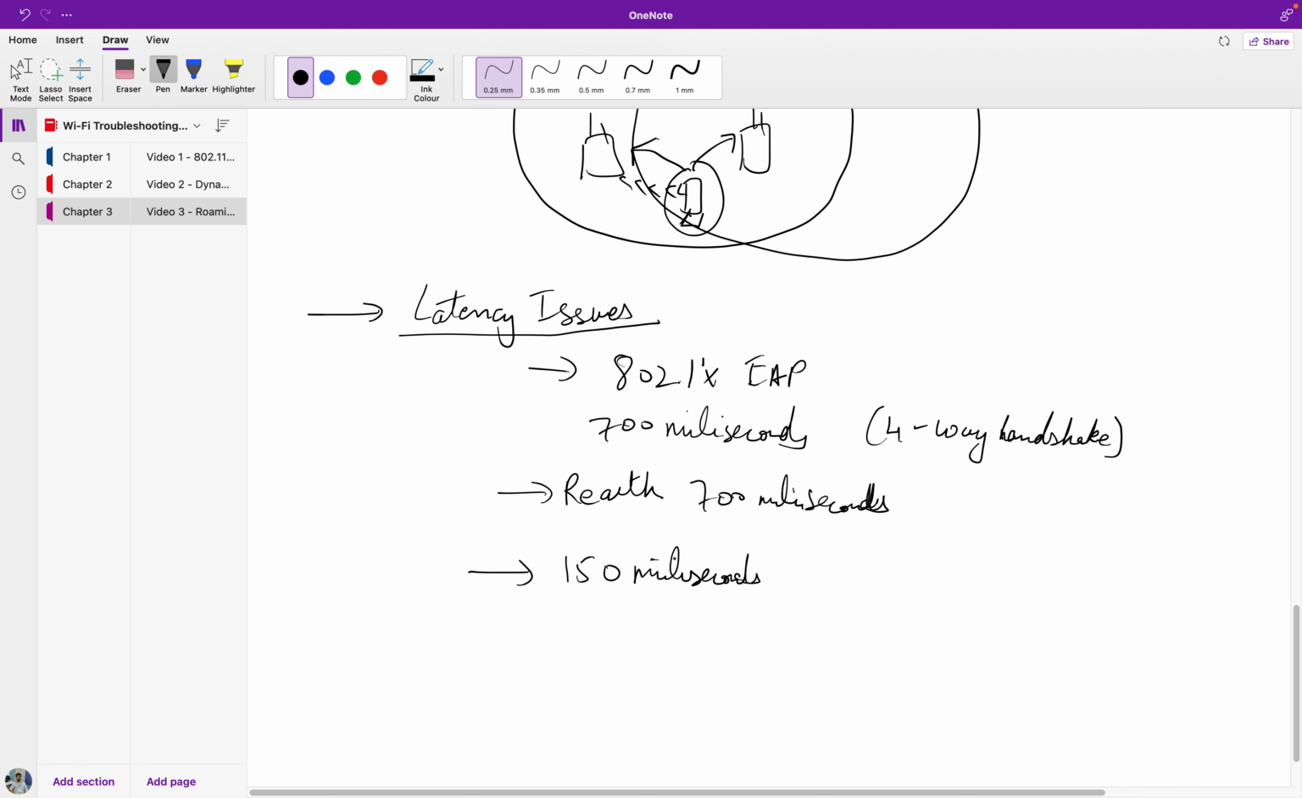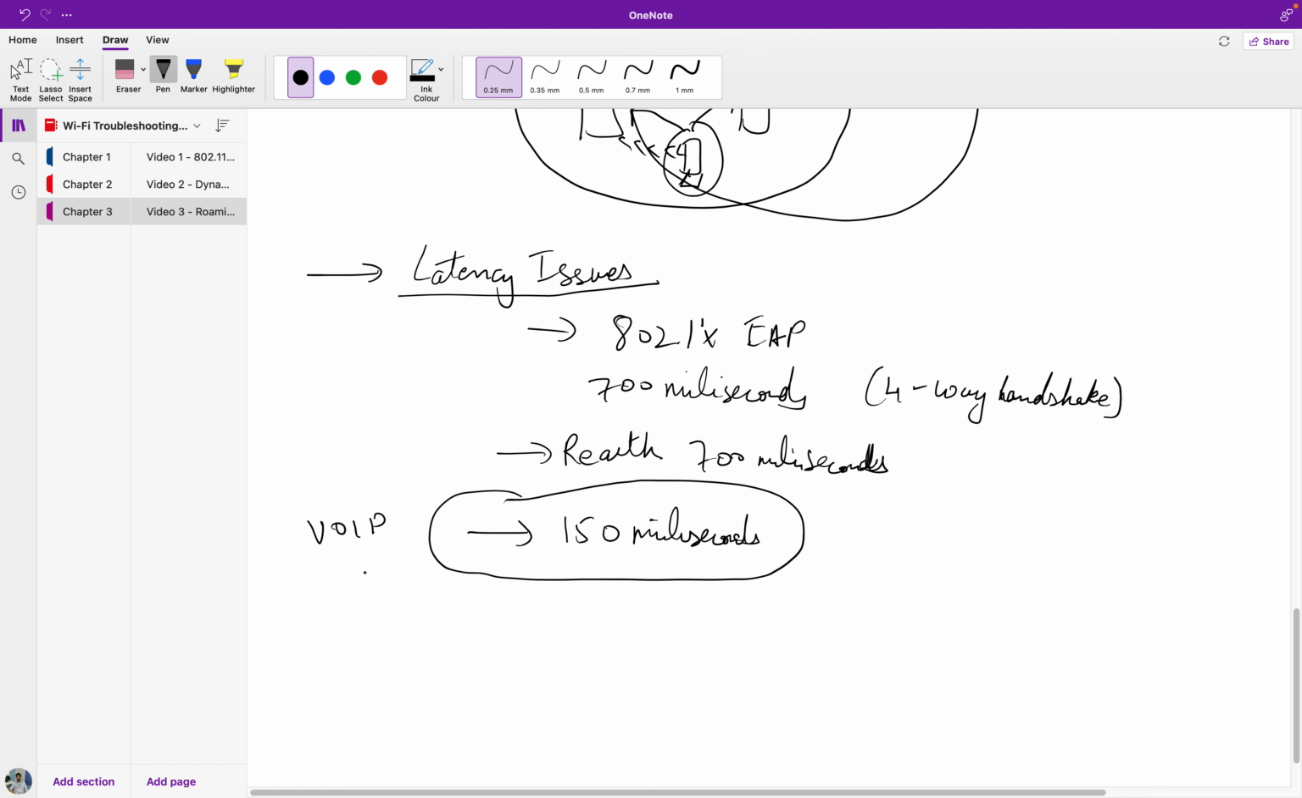Anything more than that, the client will lose the call, the voice call will be dropped. So we have to make sure that the entire roaming process happens within 150 milliseconds for a voice call to sustain and work properly, right? That is something which can become a challenge.